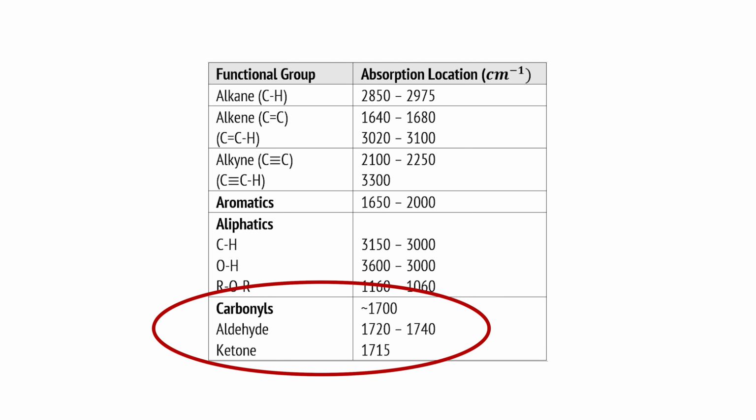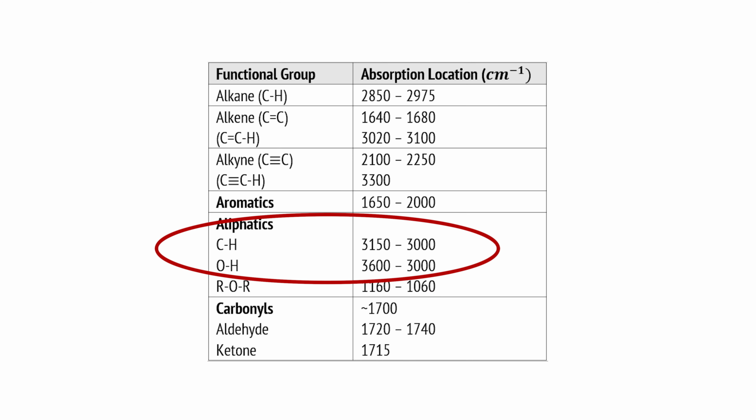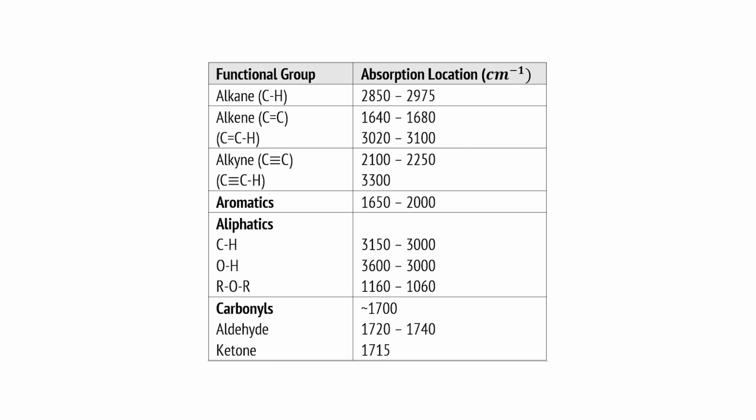Carbonyl groups, for example, are known to have a strong absorption band around 1,700 inverse centimeters, while some aliphatic modes absorb around 3,000 inverse centimeters. Infrared spectroscopy is therefore a powerful tool to identify molecules.